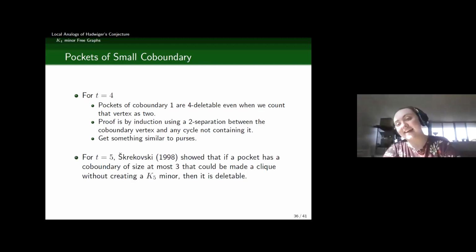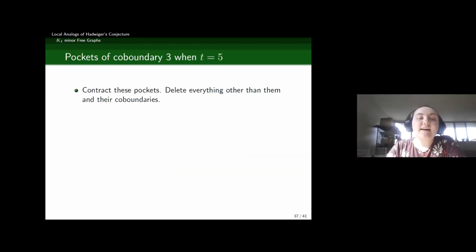For t equals 5, because there's been so much work on K5 minor free graphs and planar graphs and whatever, there's this beautiful result by Skrzypczak from 1998 that directly gives you that if a pocket has coboundary of size at most 3, and that coboundary could be made a clique without creating a K5 minor, then the pocket is deletable. So for dealing with pockets of coboundary 3 when t equals 5, where they can't be made a triangle without creating a K5.